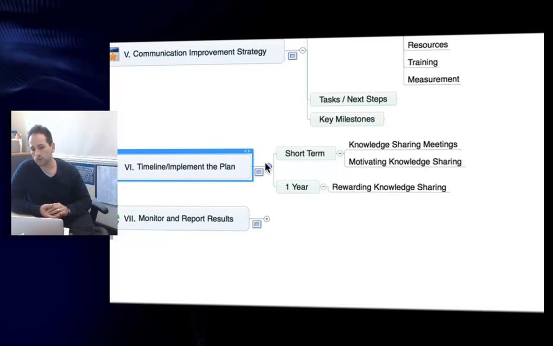And lastly was the 1 year out project, which would be the rewarding knowledge sharing. So that would take a lot longer to achieve because we'd actually have to define what the rewards are, or define what the disincentives would actually be.